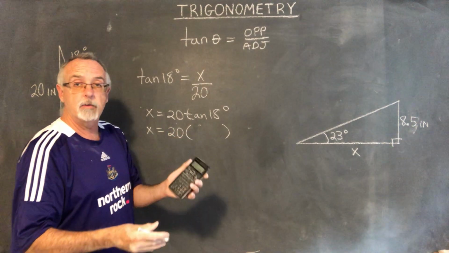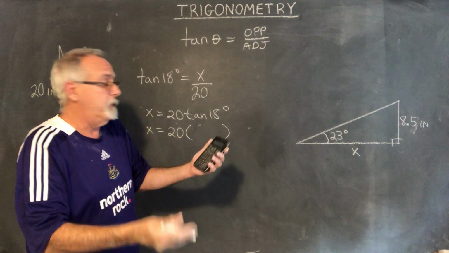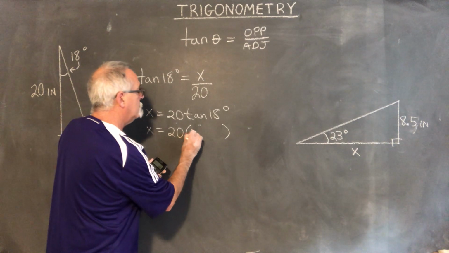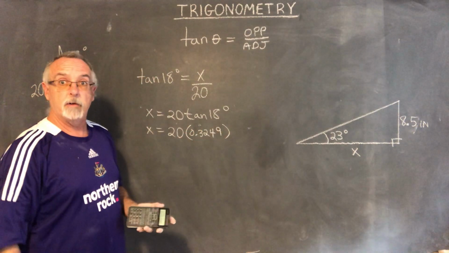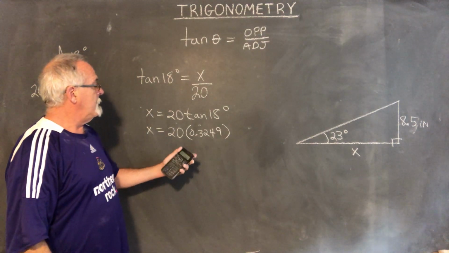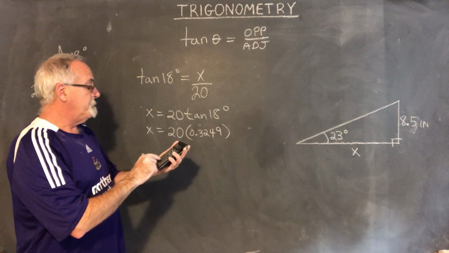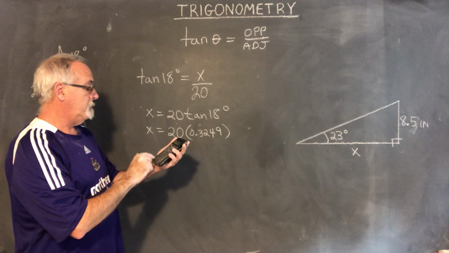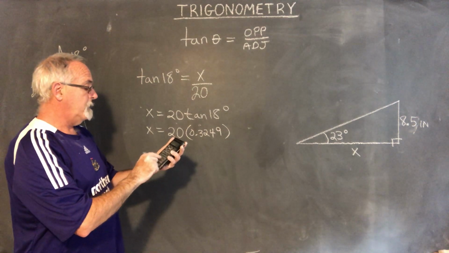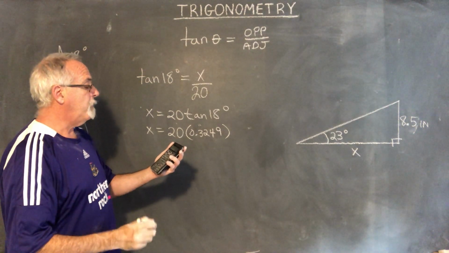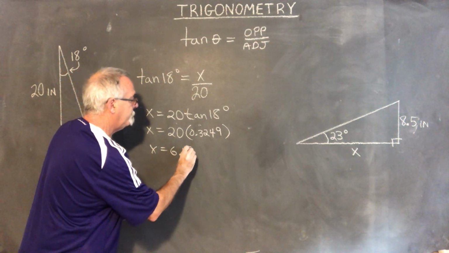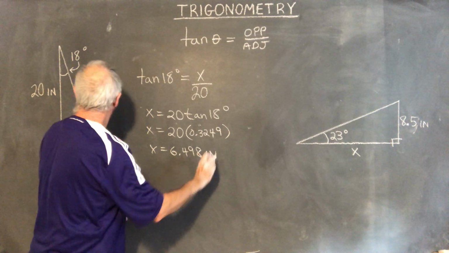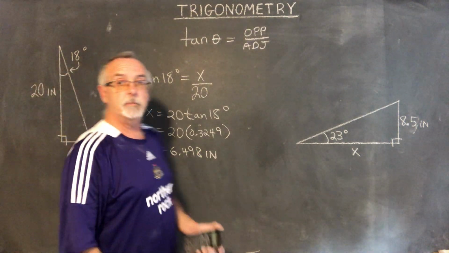So there's a tan value that's not over 1 or over 2. 0.3249. With the tan button, we get more variety in the values that we get. And I'm multiplying that by 20. 20 times 0.3249 equals 6.498 inches.